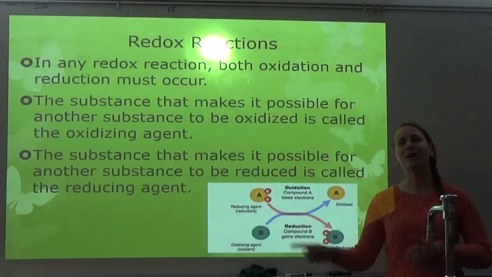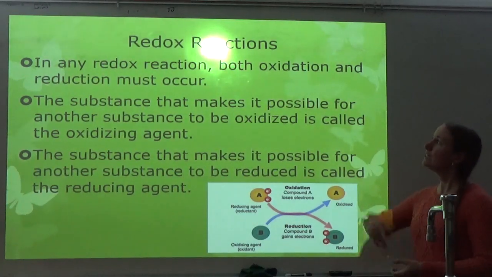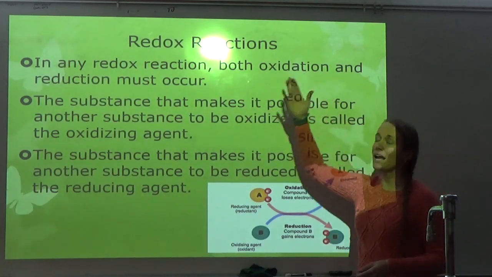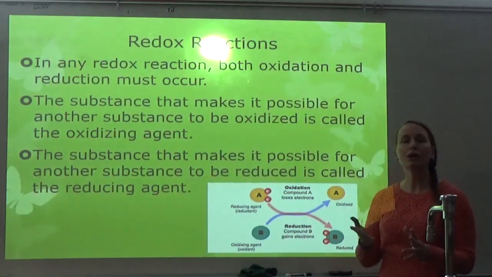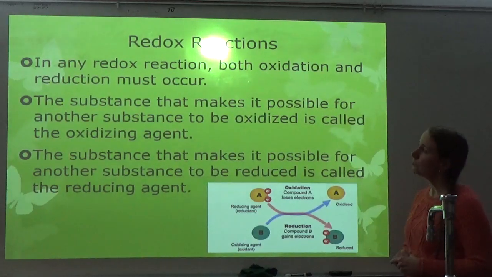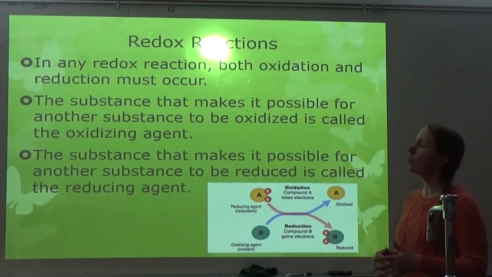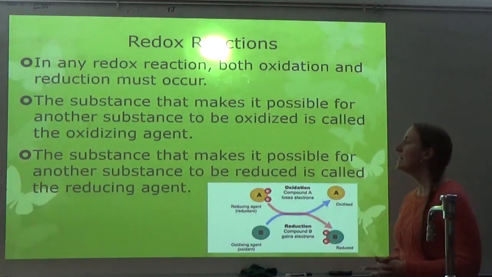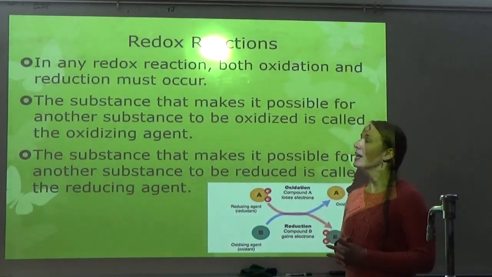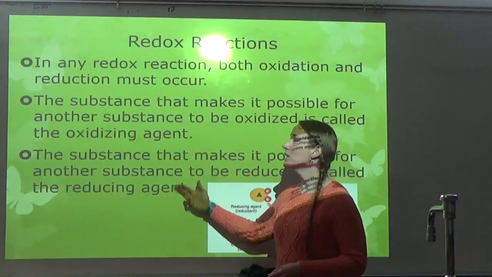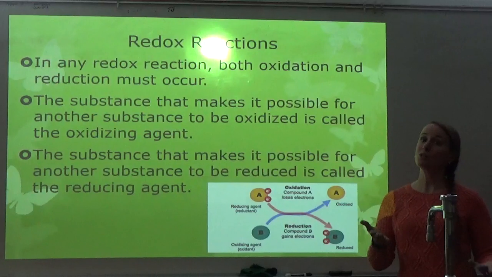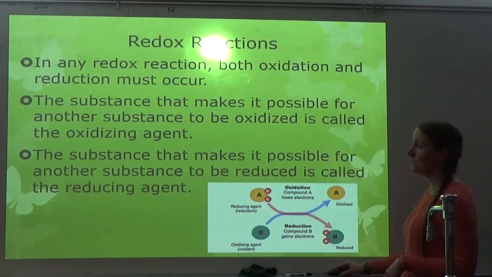First though, we need to go back all the way to Unit 1 to redox reactions. In oxidation reduction, or redox, reactions, you have both oxidation and reduction. You can't have one without the other. They have to both occur together. The substance that makes it possible for another substance to be oxidized is called the oxidizing agent, and a substance that makes it possible for another substance to be reduced is called the reducing agent. They've said on the AP exam that they no longer make you identify oxidizing and reducing agents, but I'm still going to cover it in this video. But you do still need to be able to tell if something is oxidized or reduced.